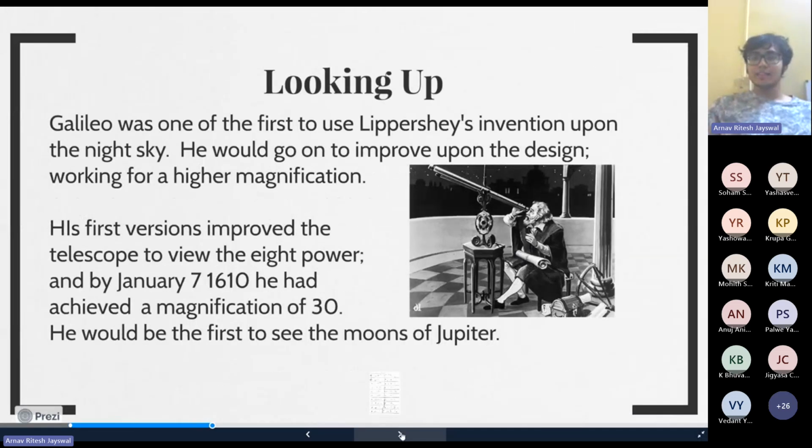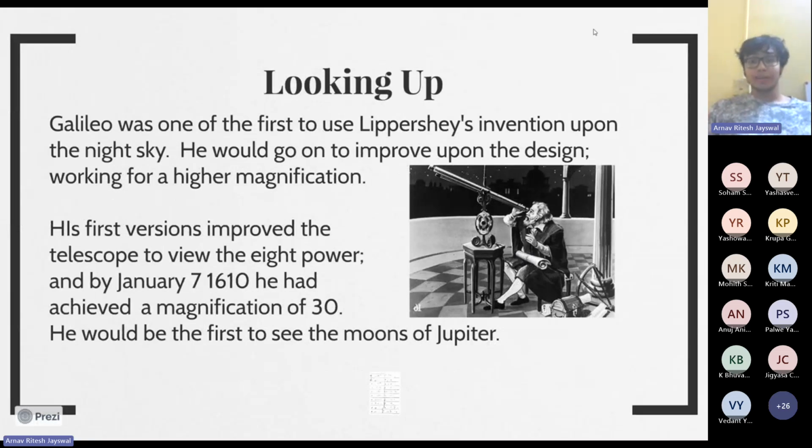Then after Hans Lippershey, you had Galileo Galilei, who, as we know, was a pioneer of telescopes. He used his invention to look at the night sky, and he also improved upon the design for higher magnification. The first version of the telescope which he made could view up to 8x magnification, and later up to 30x. He also could observe the moons of Jupiter.